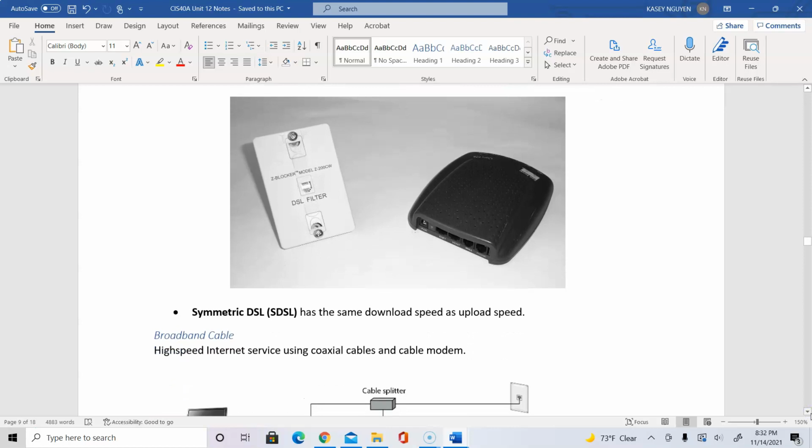Symmetric DSL, SDSL, would have the same download speed and upload speed. And for each type of DSL, you would still have to use the DSL modem.